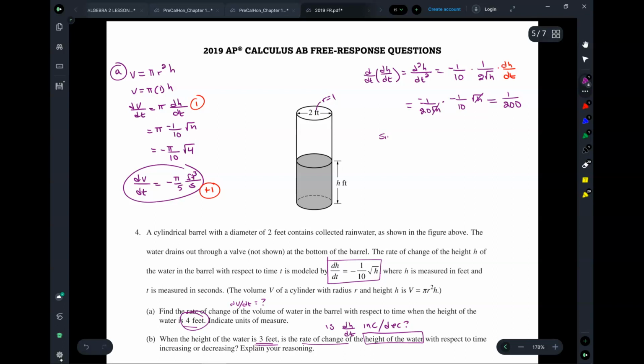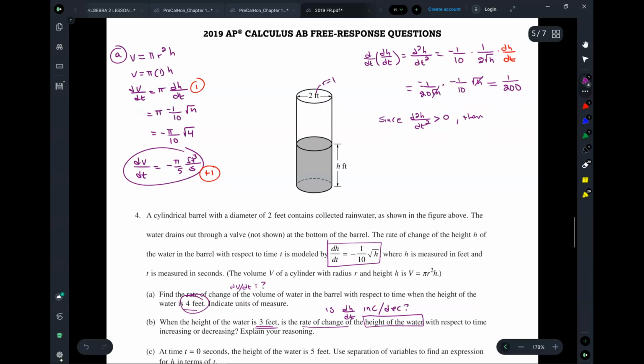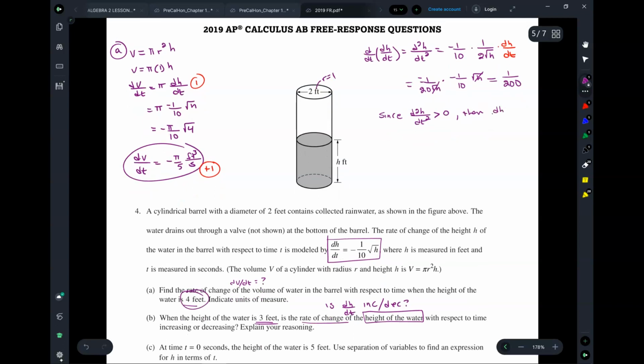So you say, since d squared h/dt squared is greater than 0, then dH/dt is increasing.